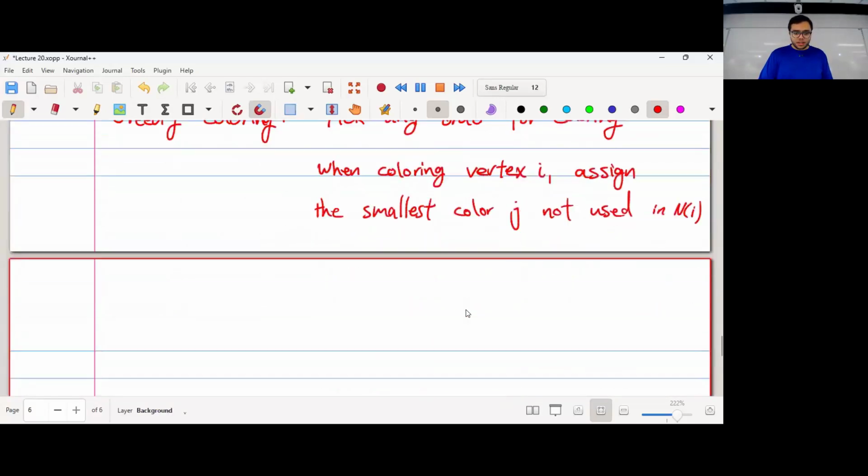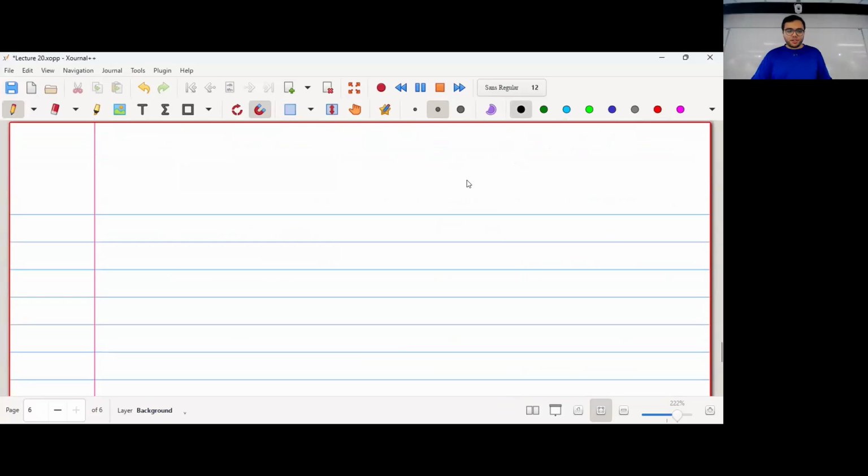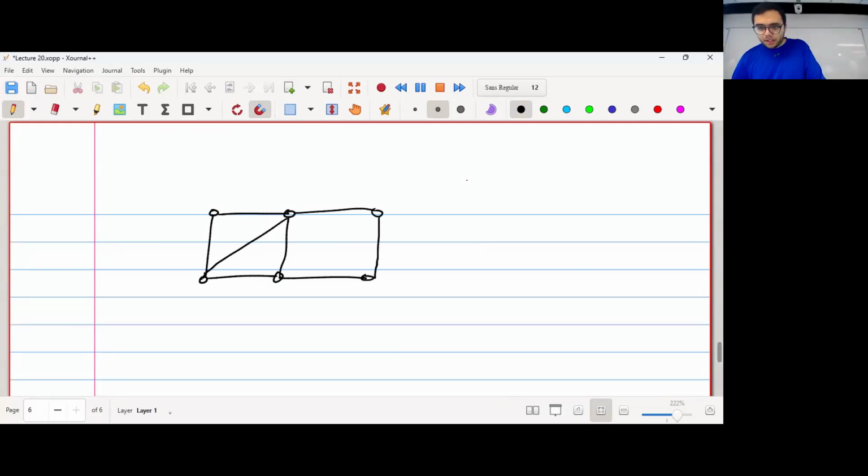Now, why does this work? So what is the largest color number that you might have to assign? So let's just do this. Let's say I have this graph. I just start coloring. Let's say I start here. I assign color 1. This one already has 1 in one of its neighbors, so I assign color 2. I want to assign a color to this one. I see that I can assign 1 because 1 is not used in any of the neighbors, so I just assign 1. Now I want to color this one. I see that 1 is used in the neighbors, so I assign color 2.